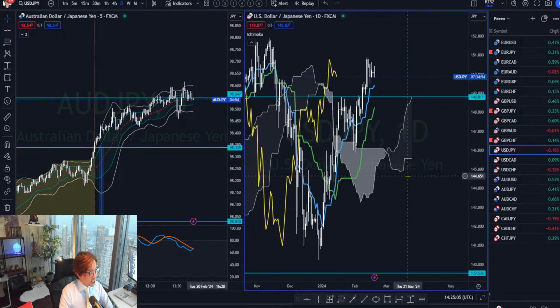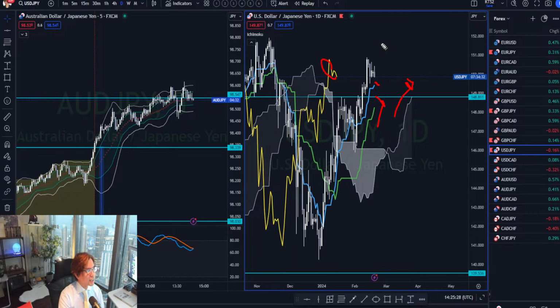Okay, and AUDJPY is also up. So I mark red because, again, Senkou span A is up, Kijun Sen is up, and Chikou span is above the candles. The price has been above the Tenkan Sen, and Tenkan Sen is above the Kijun Sen. So it's an uptrend, it's bullish.